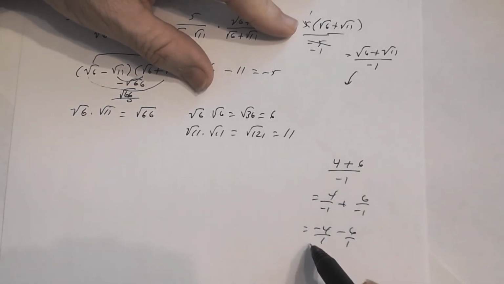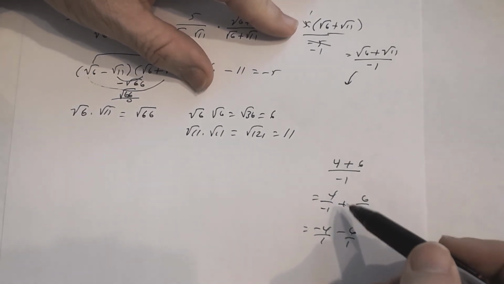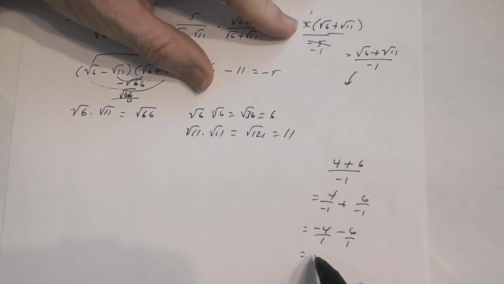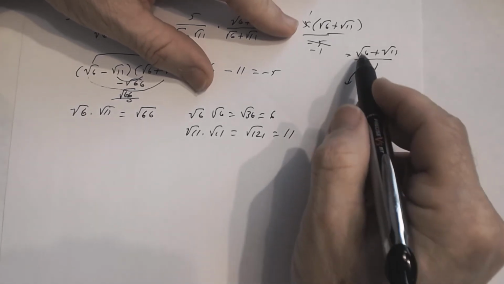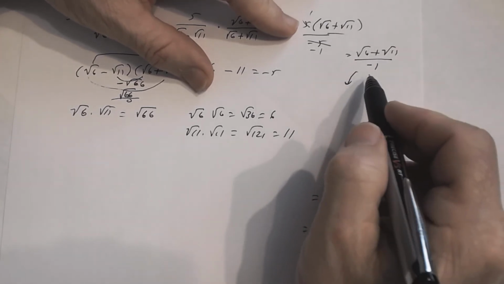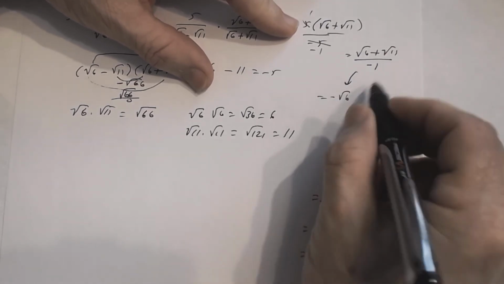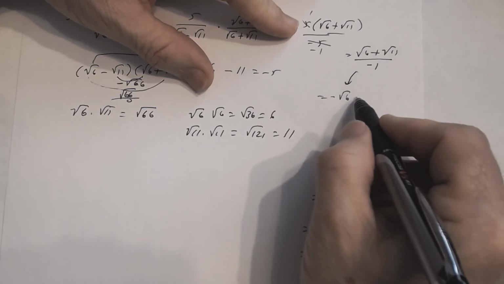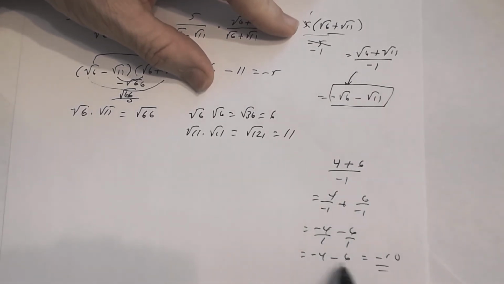So basically, what you're doing is you're taking all these terms in the numerator and dividing by negative 1. And you get negative 4 minus 6, which becomes negative 10. Same thing here. So what I want you to do is take each term and divide by negative 1. So the square root of 6 divided by negative 1 is negative square root of 6. The square root of 11 divided by negative 1 is negative square root of 11. And that's it.